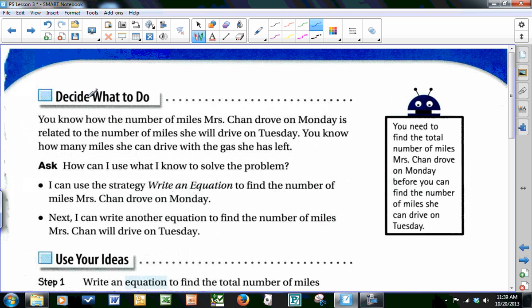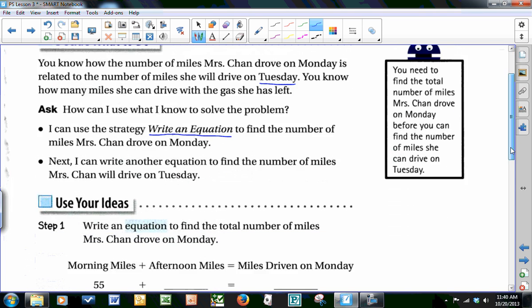Okay, so step 3, decide what to do. You know how the number of miles Mrs. Chan drove on Monday is related to the number of miles she will drive on Tuesday. We know on Tuesday she's going to drive 10 fewer. And we know how many miles she can drive with the gas she has left. She can drive 60 miles. So we're going to write an equation to find out, does she have enough gas to drive for Tuesday's trip?